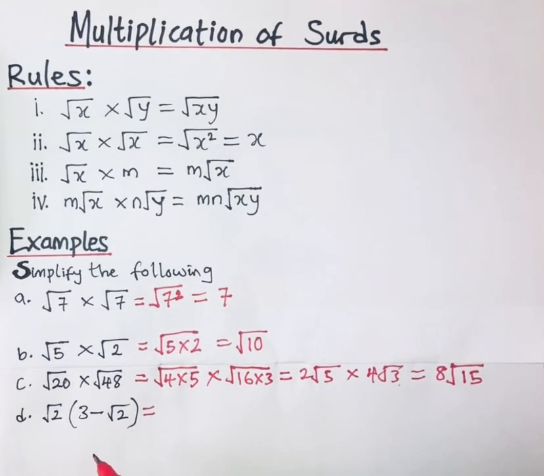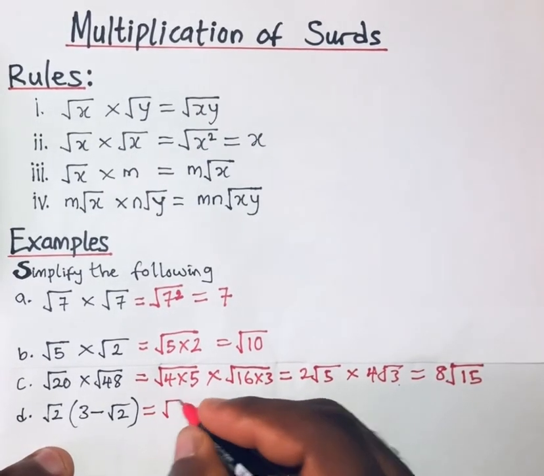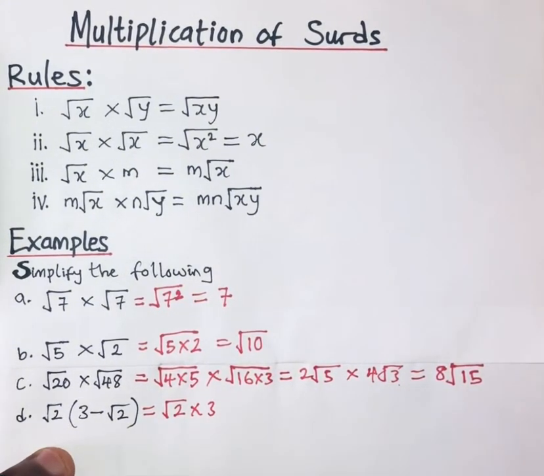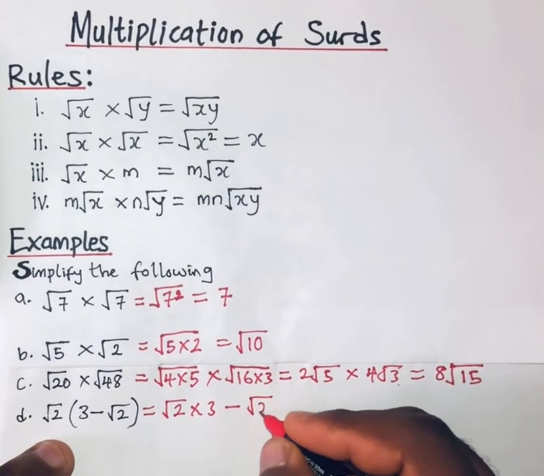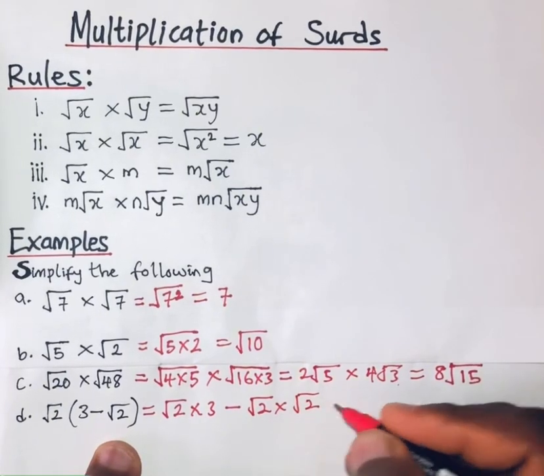Then looking at the last example, you are going to see that we'll be having something like an expansion. So the meaning of this bracket is that what you have outside the bracket will multiply everything in the bracket. So basically this is what we are going to have. We are going to have root 2 times 3, then minus the same root 2 again, root 2 times the root 2 inside now, root 2.